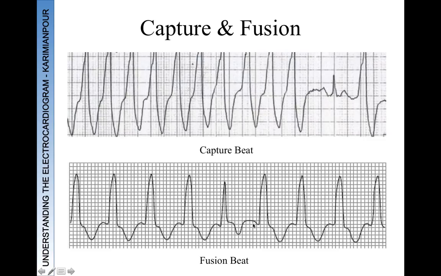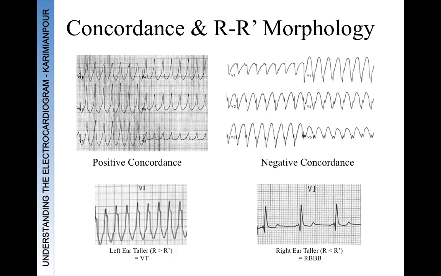Here is a fusion beat. The fusion beat is sort of a mix of the two, a mix of the ventricular tachycardia beat and a sinus beat, so it looks a little bit different. So capture beats and fusion beats should make you think ventricular tachycardia. Here's the concordance and discordance I was talking about along the precordial leads. All of these waves are upright across V1 through V6. Should make you think ventricular tachycardia.